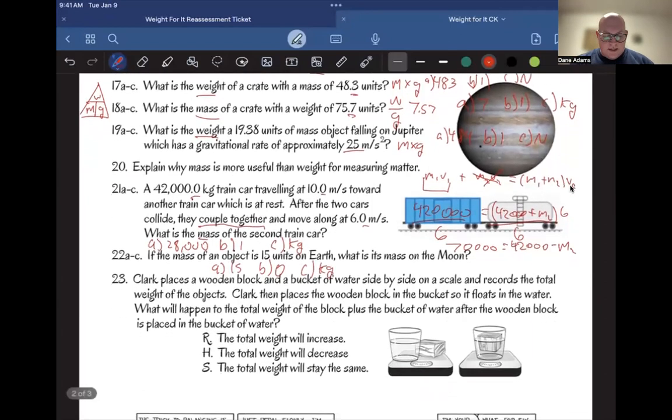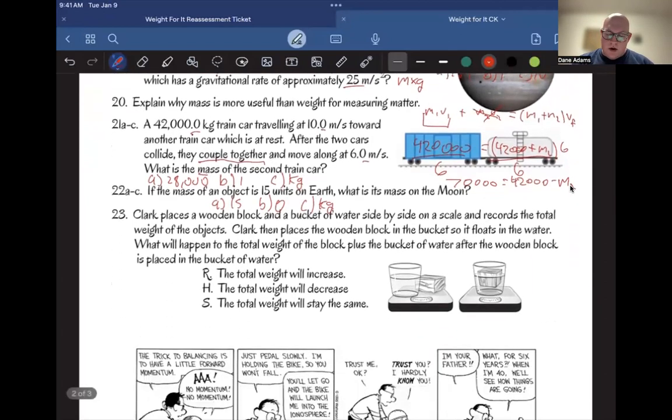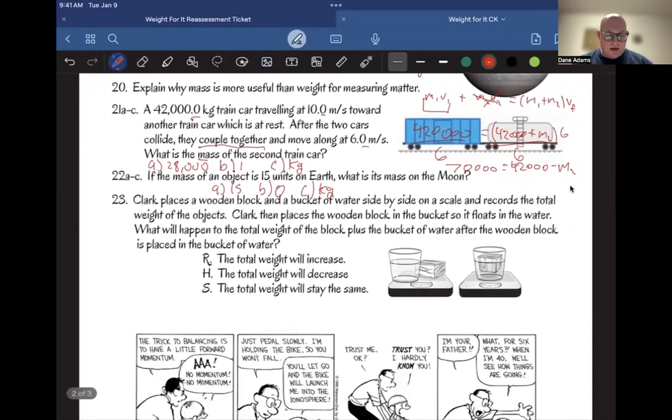23 reads, Clark places a wooden block and a bucket of water side by side on a scale and records the total weight. He then places the wooden block in the bucket so it floats in the water. What will happen to the total weight? It's tempting to say less, right? Because now we're thinking, well, the block floating in water isn't really pushing on the scale anymore, so it might weigh less. But it's not.